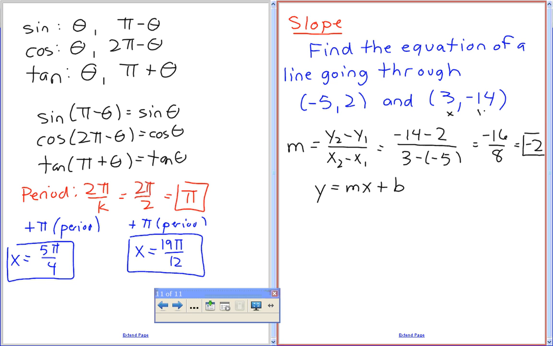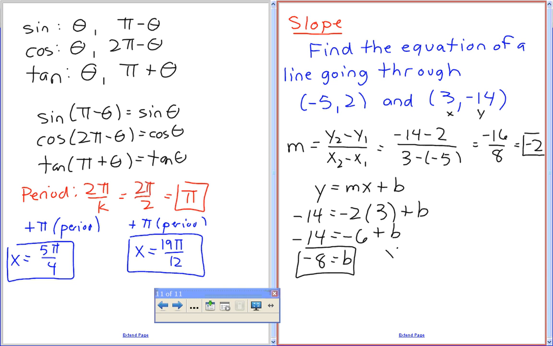Okay, go ahead. It would be negative 14 equals negative 2 times 3 plus b. Good. And then it's going to solve for b, so negative 14 equals negative 6 plus b. What is that? Negative 8 equals b. So y equals negative 2x minus 8.